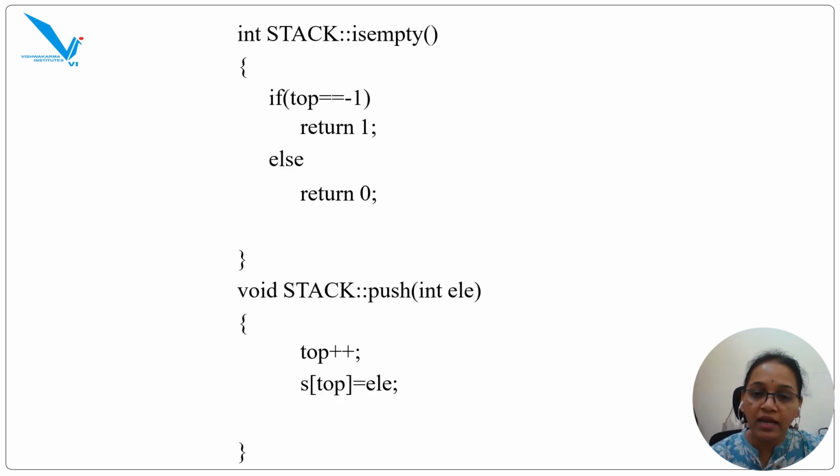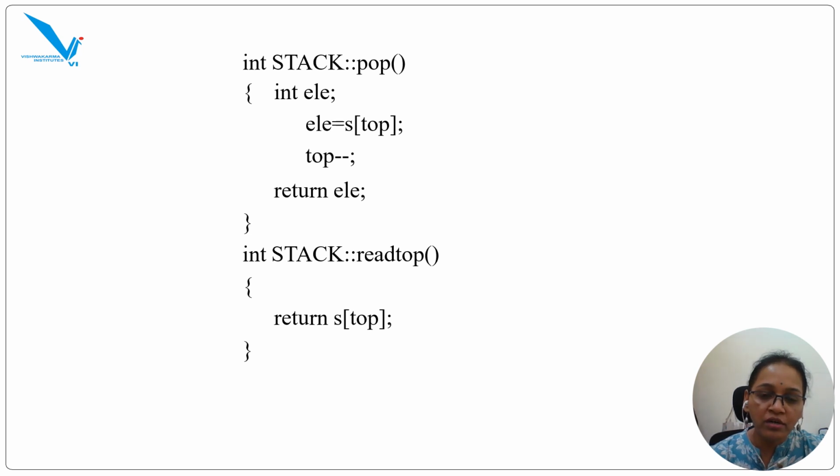Similarly, stack empty condition isempty. So if your top is equal to -1, then you have to return 1. Otherwise return 0. It indicates top is equal to -1 means your stack contains no elements. It is totally empty. Then next function push. Void stack, scope resolution, push, and we have to pass the element which we are going to push onto the stack. So what you have to do when you want to push onto the stack, you just have to say top plus plus. So you have to increment the top by 1. So you'll get a new top, and at that position you have to push your element. So top plus plus, and then S of top is equal to element. There you have to place your element.